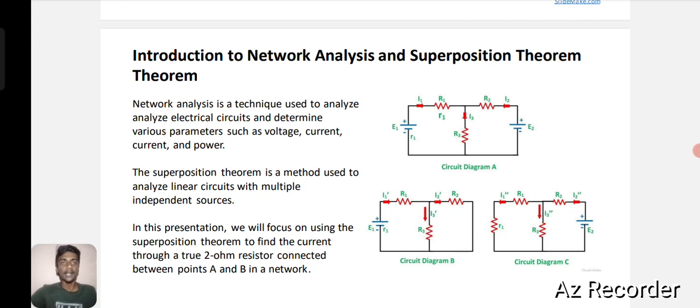Network analysis is a technique used to analyze electric circuits and determine various parameters such as voltage, current, and power. The superposition theorem is a method used to analyze linear circuits with multiple independent sources. In this presentation, we will focus on using the superposition theorem to find the current through a 2 ohm resistor connected between point A and point B of the network. I have created three diagrams: diagram A, diagram B, and diagram C. We have seen them.